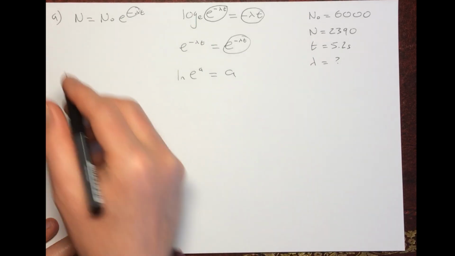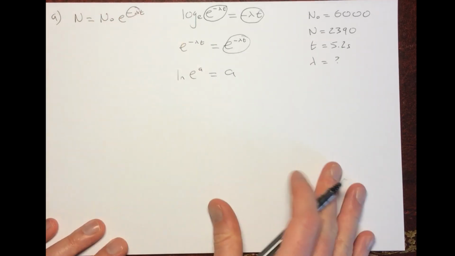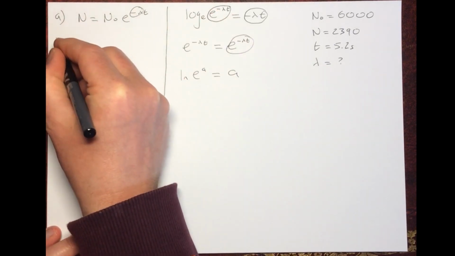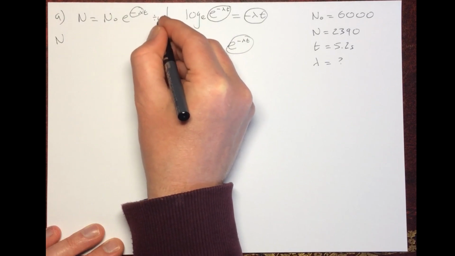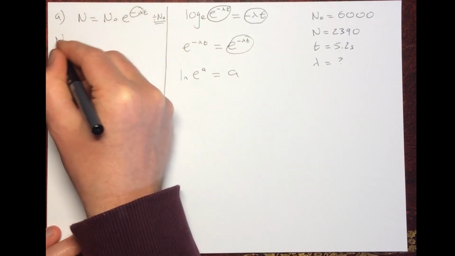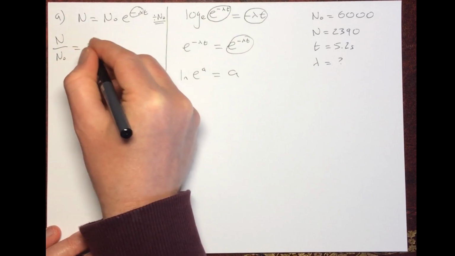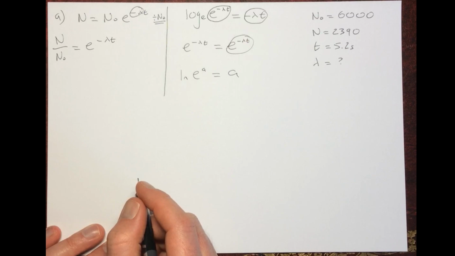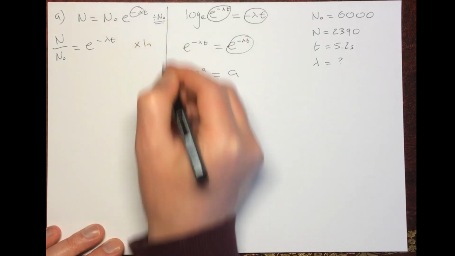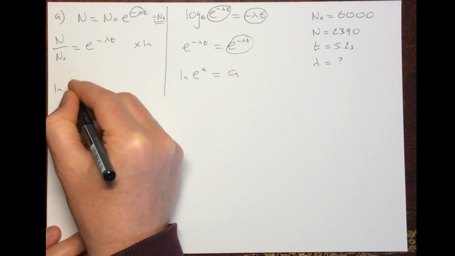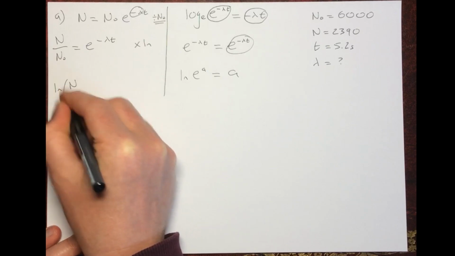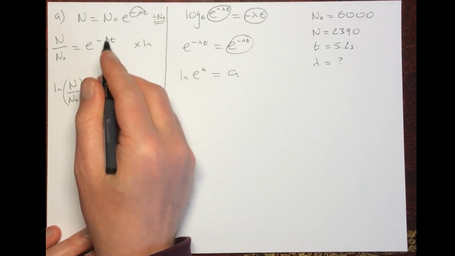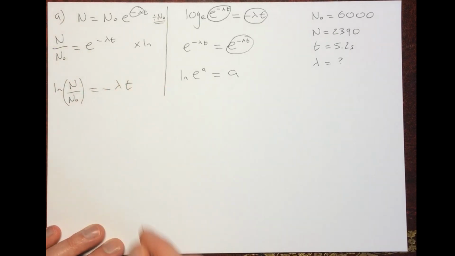So what we can do here is rearrange this equation. I'd rather rearrange before putting the numbers in. First of all, we're going to divide both sides by n0. So we get n over n0 equals e to the minus lambda t. Then we're going to take the natural log of both sides. So ln of n over n0 equals, when you natural log an exponential function, it just gives you the power. So we get that.